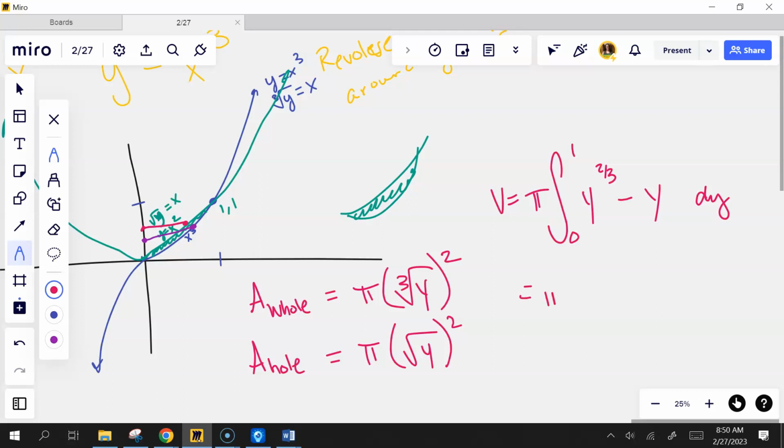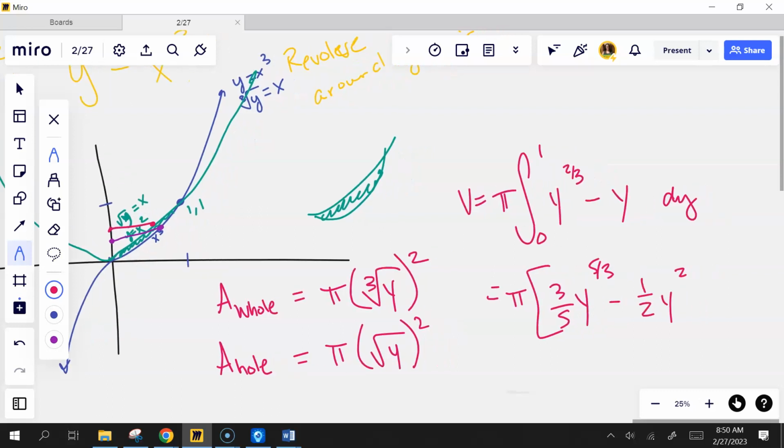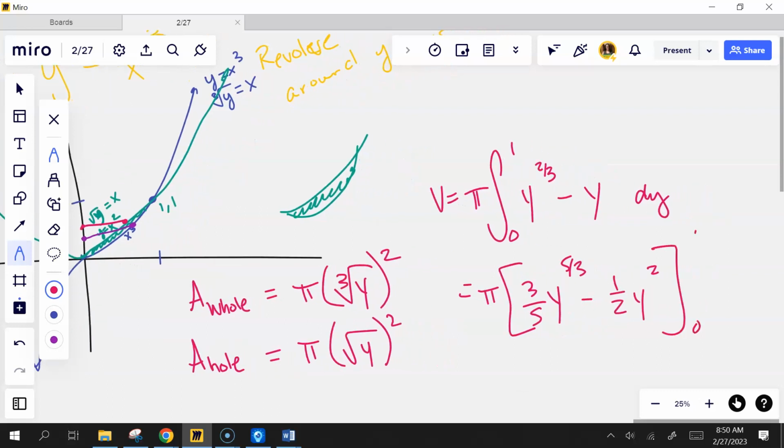All right, antiderivative here. 2/3 would be 5/3, which would be 3/5 in front. 1/2 y squared. And I'm going from 0 to 1.